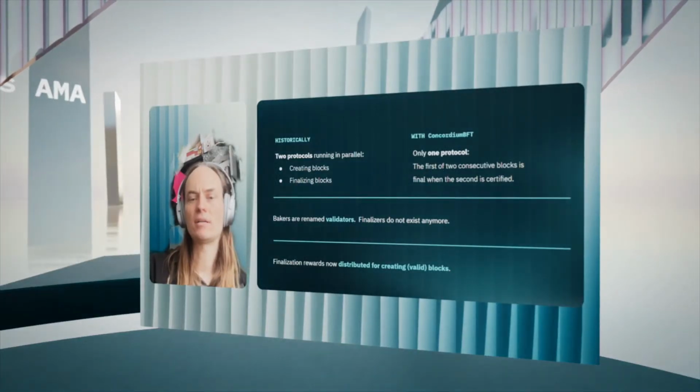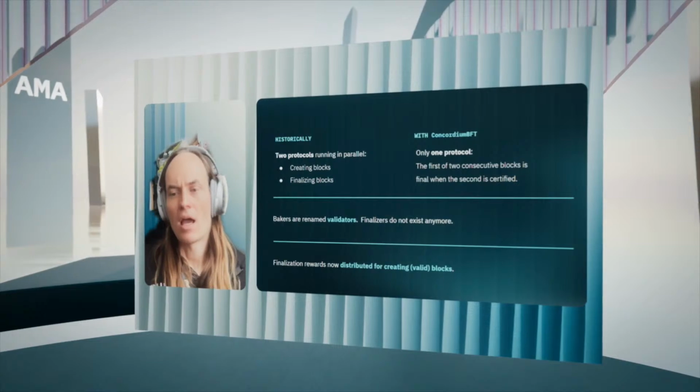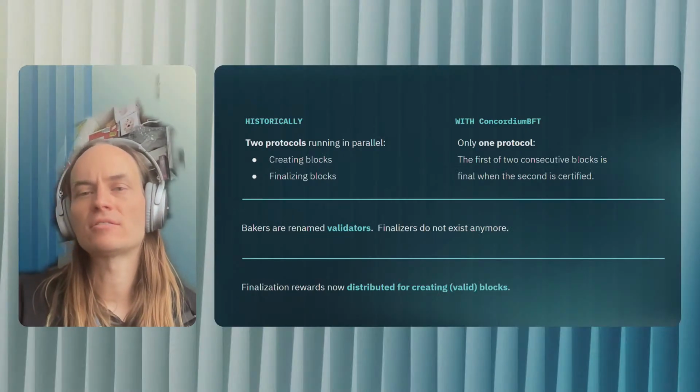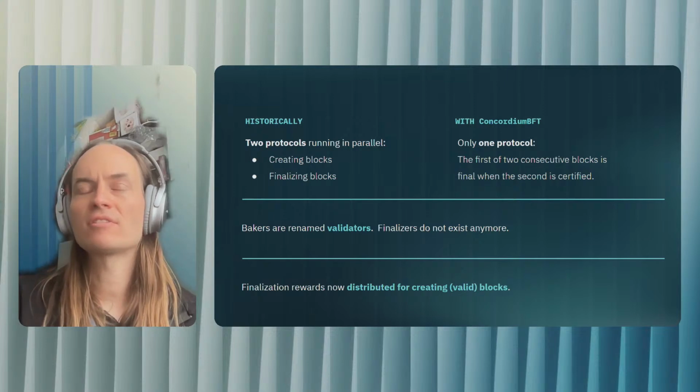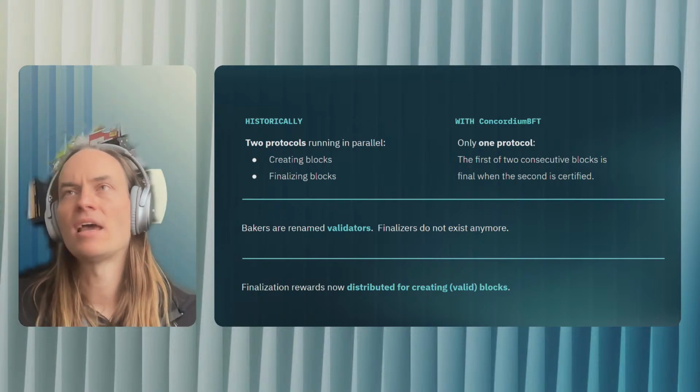Yeah. Next one is to talk about the difference between our validators, how they used to be bakers and finalizers, and how that has changed. So we changed our consensus protocol a few months ago. Maybe most people are already aware of that. We used to run a protocol. In fact, we used to run two protocols in parallel.